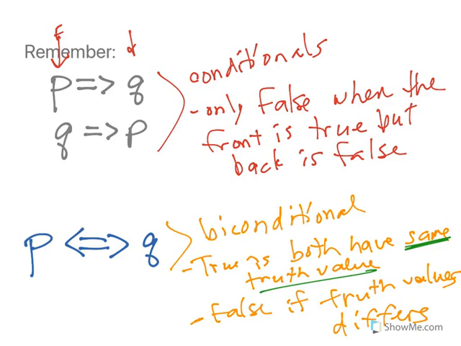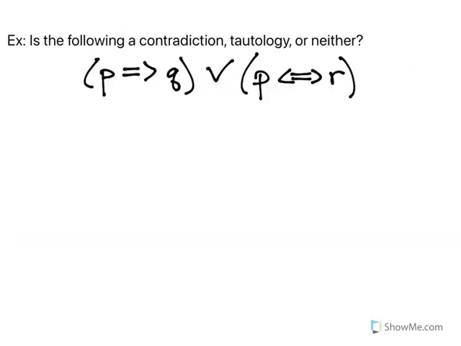It's going to be kind of a big one, so just bear with me. Is the following a contradiction, a tautology, or neither? We have if P, then Q, the conditional, or P if and only if R. So we have a conditional in the first statement and a biconditional in the second. We're going to create a truth table. I always start with a 2, and I have P, Q, and R. 2 to the third is 8, so I'm going to have 8 lines in this truth table.